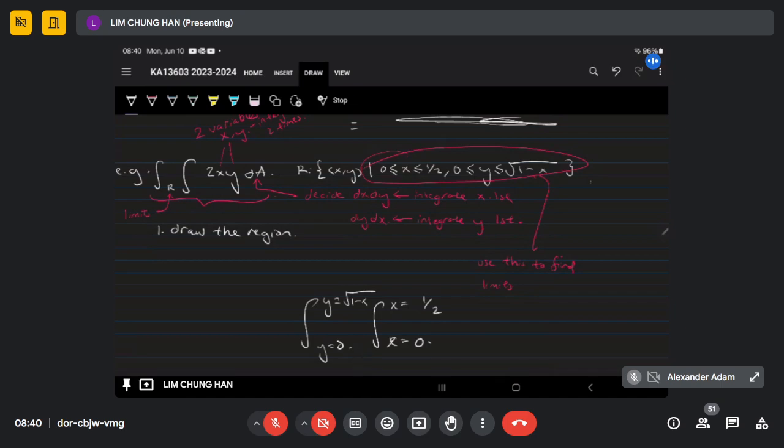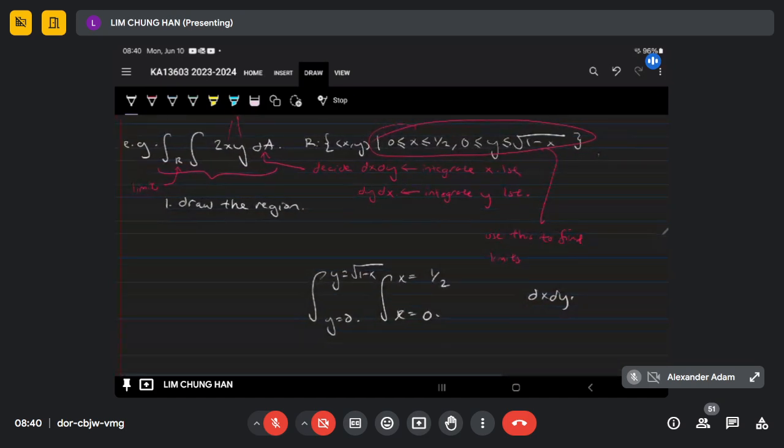This is where the danger is. If you copy this region straight away down here and you do it like that, you'll find that you're not going to get the answer. If you just copy the limits down like that and you start integrating, you'll find that it's actually wrong.